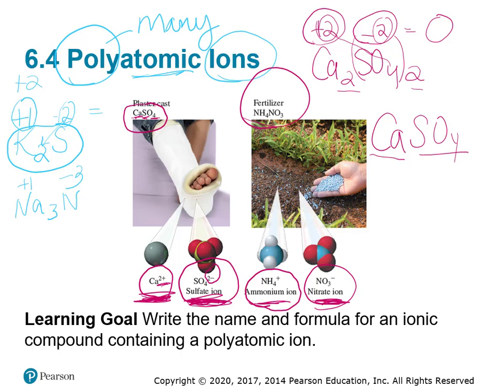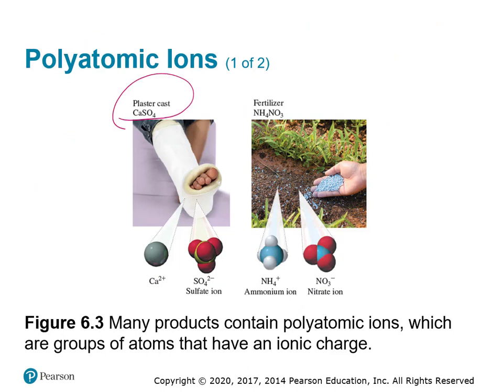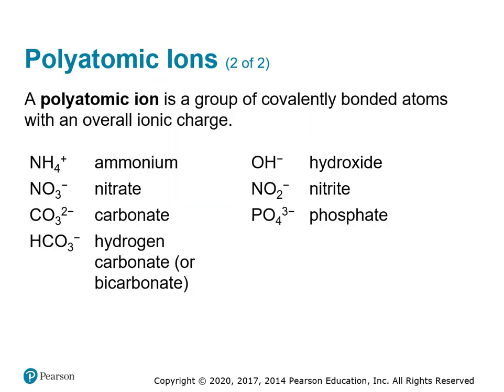In this section, you are going to be able to write the name and formula for an ionic compound containing a polyatomic ion. Like this plaster cast and the fertilizer that we just looked at, lots of products contain polyatomic ions, which again are groups of atoms that have an ionic charge. A polyatomic ion is a group of covalently bonded atoms. That means that they are nonmetals and they have an overall ionic charge.